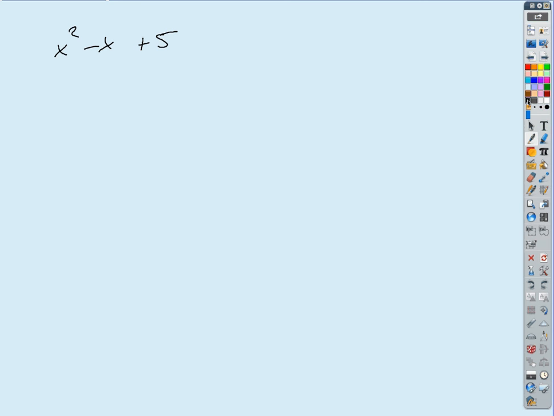But just know that factoring as a technique for solving equations doesn't always work. When it does work, it's easy. But when it doesn't work, we have to move on to something else. Okay. So now, finally, what about situations like this?